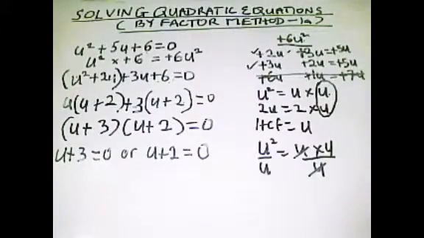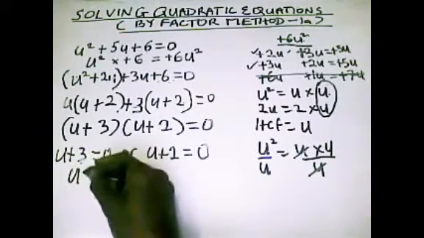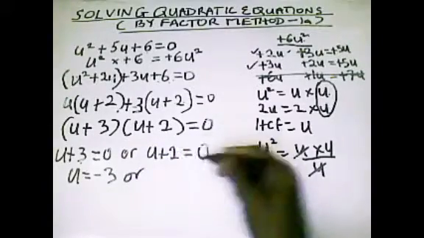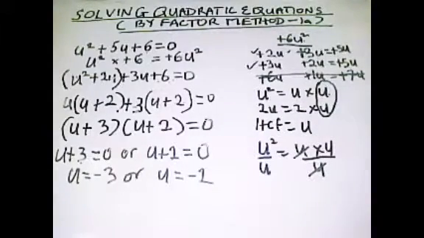From here, what do we do? We take our plus 3 to this side. It gives us u to become minus 3, or we take it to this side to give us u equals to minus 2. So there you have it. That is the solution for the problem on the board. So we have u equals to minus 3 or u equals to minus 2.